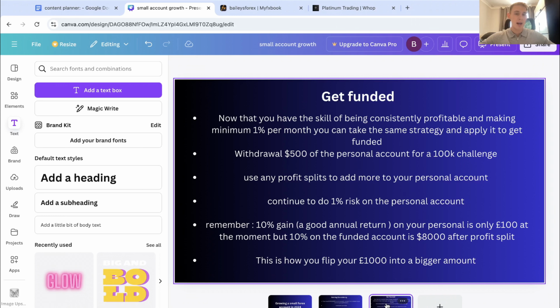And yeah, I just wanted to add a quick reminder at the end that a 10% gain, which is a good annual return, despite what anyone says, on your personal account, this would only be £100, but if you do that on a funded account, it would be $8,000 after the profit split. So, you know, you can invest 500 into a challenge and make multiple thousand per trade, or you can invest it into a personal account where you're only going to be making, you know, £10-20 per trade. It's kind of common sense which one you would go for there. With the caveat though that you do have the skill of trading, and that you can consistently make these 1 to 2% gains per month.